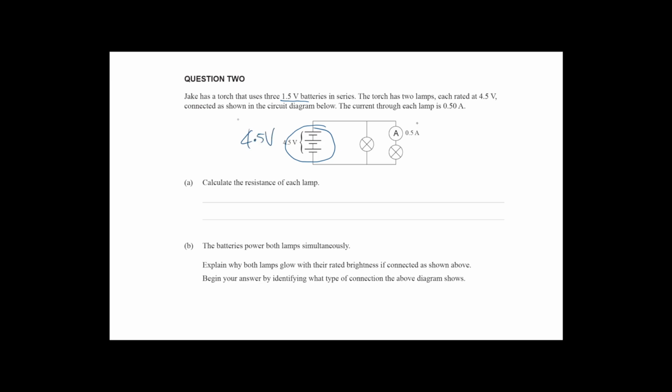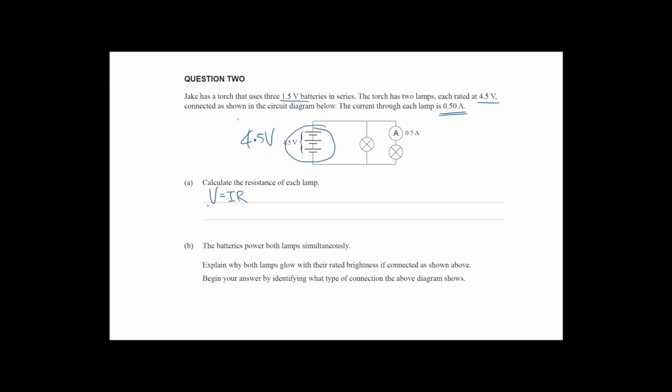The torch has two lamps, each rated at 4.5 volts. So that's what they'll take before they break. And the current through each lamp is 0.5 amps. Calculate the resistance of each lamp. Well, they're in parallel, so each of them is their own little circuit, and we can use Ohm's law for that.